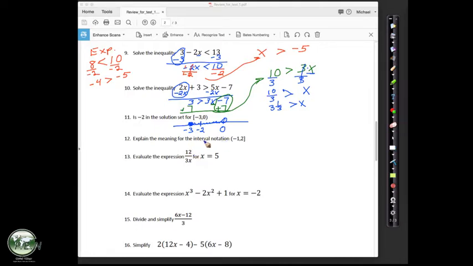This one, we're just going to do the same. Explain the meaning of the interval notation, and the best way to explain it is to draw it as a number line. One boundary is at -1. The other boundary is at +2. At -1, do we have an open circle or a closed circle? Open, because it's a parentheses. So remember, parentheses will always have an open circle. Brackets will have closed.